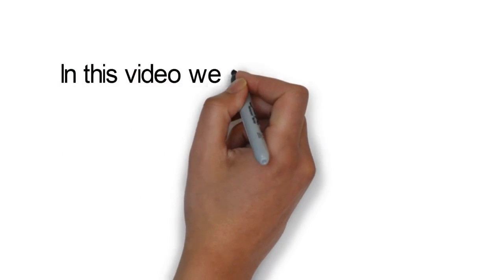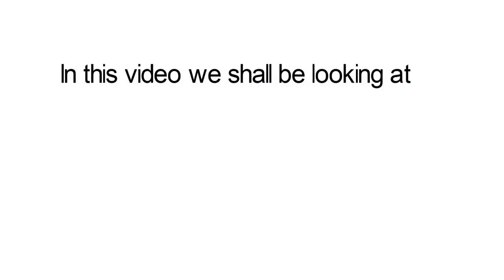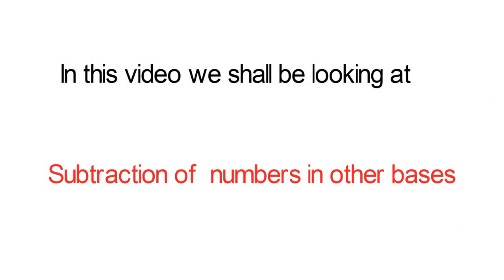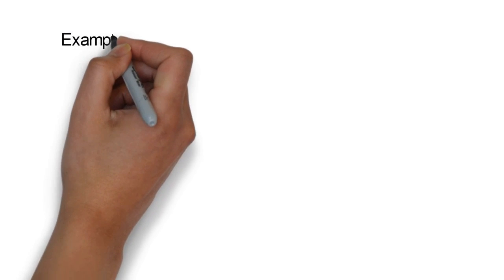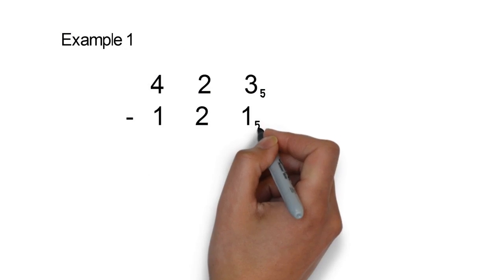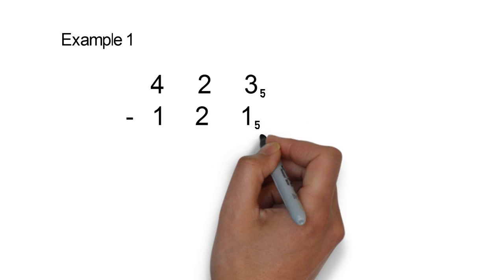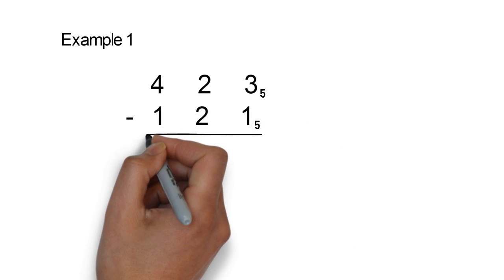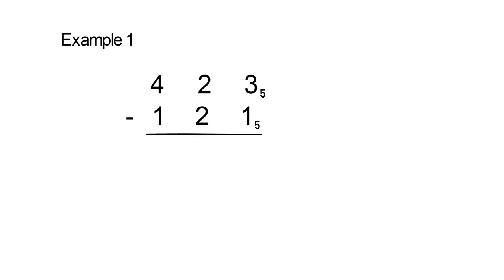In this video, we shall be looking at subtraction of numbers in other bases. So how do we do this? Let's solve some few examples. Example 1. We have 423 base 5 minus 121 base 5. We do this as we do our normal subtraction in base 10 numbers.